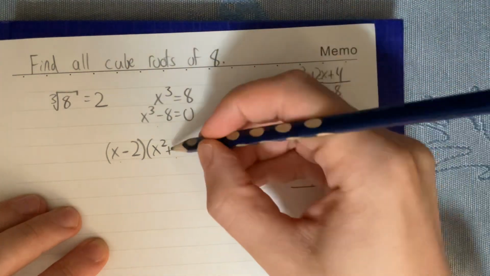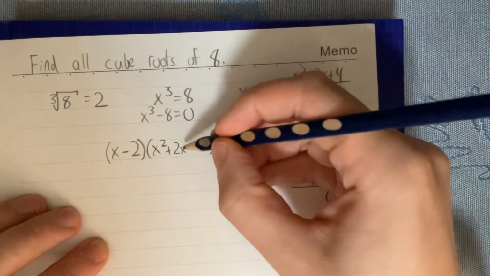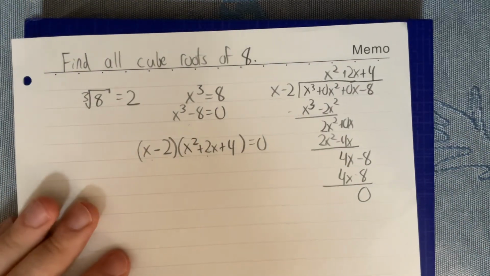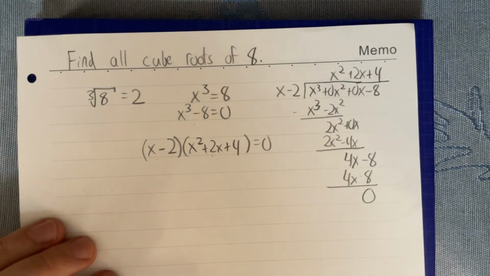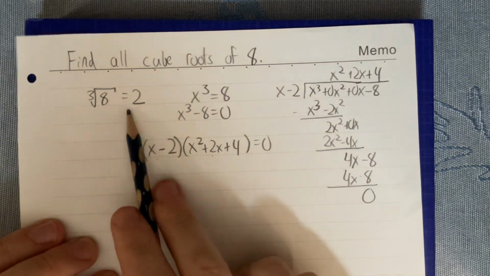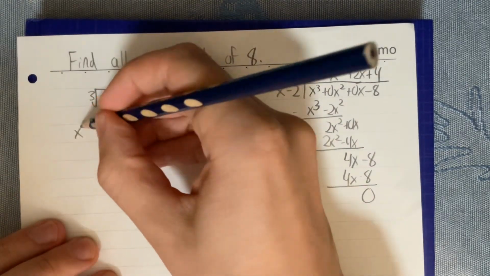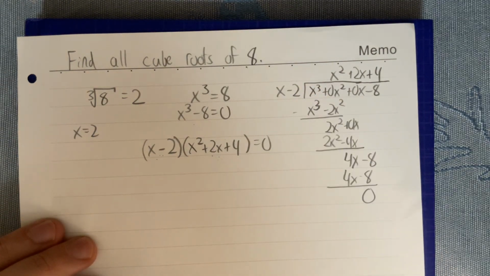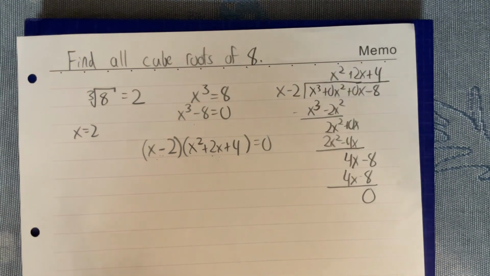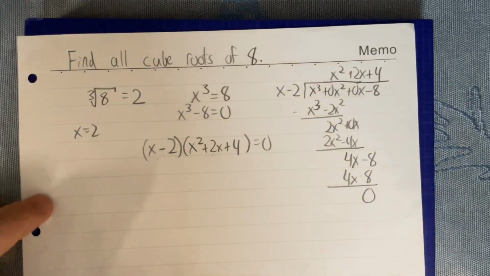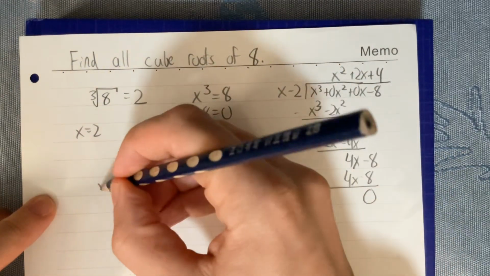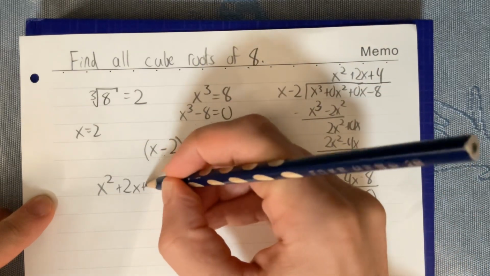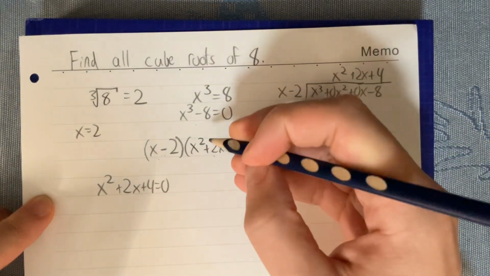So, x cubed minus 8 can be factored to this quadratic times x minus 2. Again, 2 is one of the cube roots. The other 2 cube roots are going to be the solutions to this equation. How can we solve that? We can use the quadratic formula. So, that is going to be x squared plus 2x plus 4 equals 0.